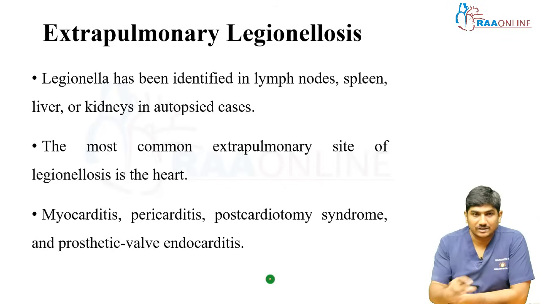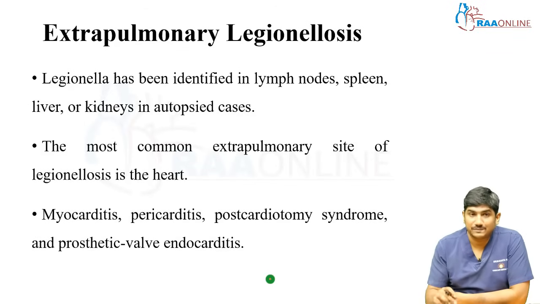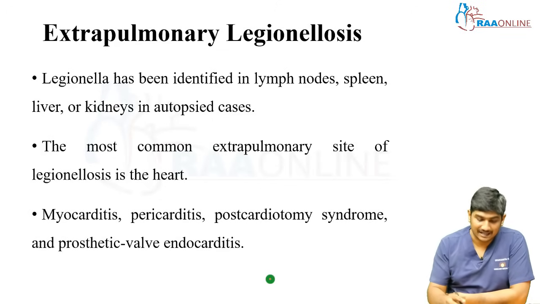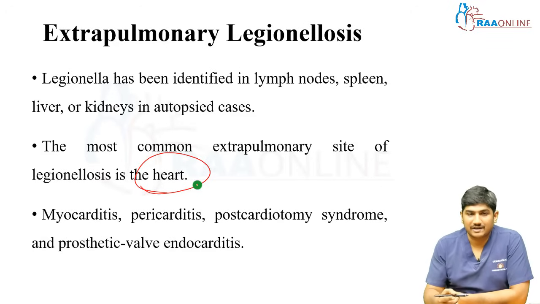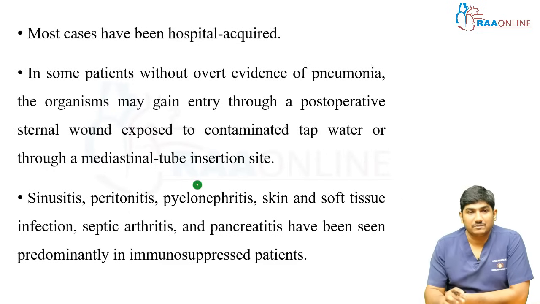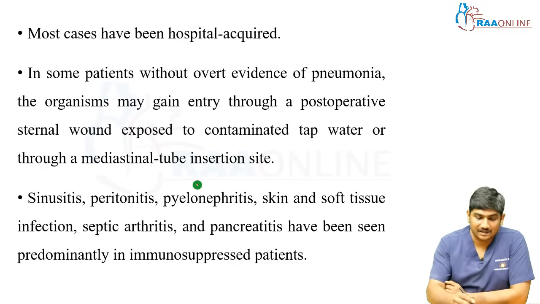Once it is spread through the blood, it has been identified in lymph nodes, spleen, liver, kidney in autopsy samples. And the most common extrapulmonary site of Legionella is the heart. Okay, once I say it has reached the heart, the patient can have myocarditis, pericarditis, post-cardiotomy syndrome, prosthetic valve endocarditis, all these things can occur. And remember, most cases have been hospital acquired.